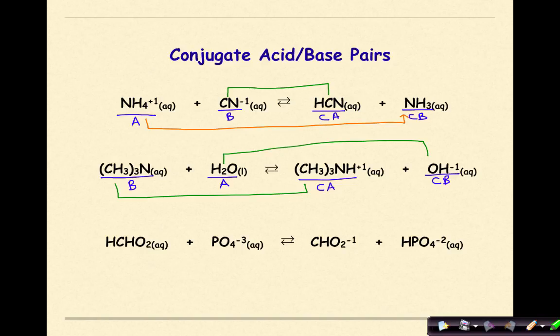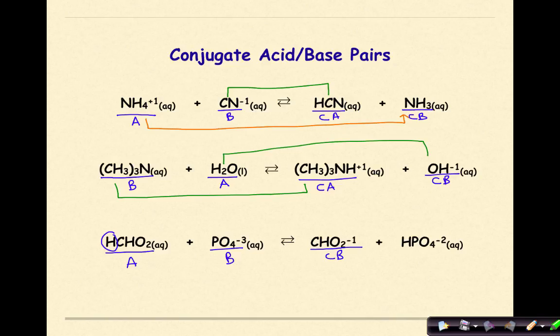Last one, HCHO2. Not 100% sure about that, so we'll come back to that one. PO4 minus 3. That has no hydrogens to donate, 0 hydrogens to donate. So that has got to be my base. So if that's my base, that must mean that this must be my acid. And really, if I think about this, this starts with an H, and I bet you anything that's my acidic H right there, which is going to be donated. So if that's my acid, then the CHO2 minus 1 has got to be my conjugate base.